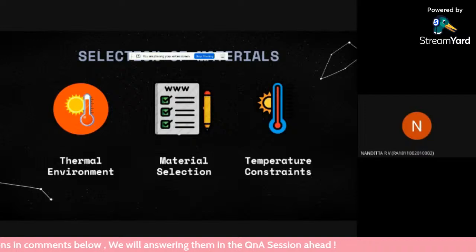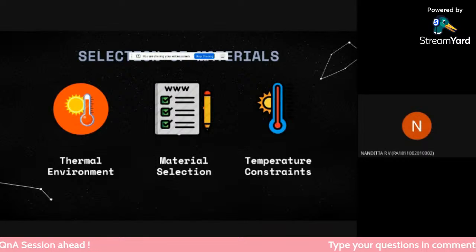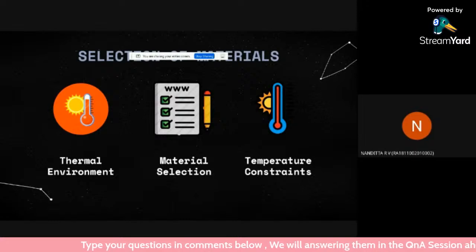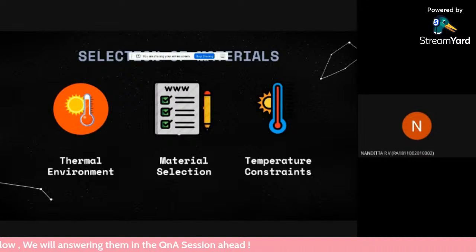So how do we select the thermal protection system? On what basis? We'll have three factors for selection of the material, which will be thermal environment. At what temperature are these structures going to function? Whether it is cold or whether it is hot. It varies also from planet to planet. It depends upon the astronomical units, that is how far that planet is from the sun or from any star.